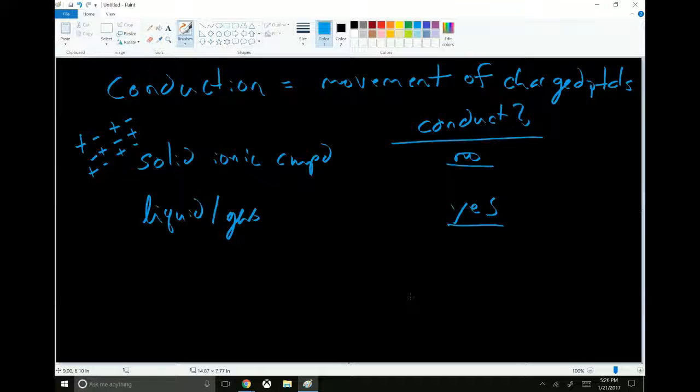But there's a third time that ionic compounds are conductive, and that is when they are aqueous, or dissolved. Ionic compounds like to dissolve in water, most of them, not all of them. And when they do, they conduct electricity. In that case, they're known as electrolytes.